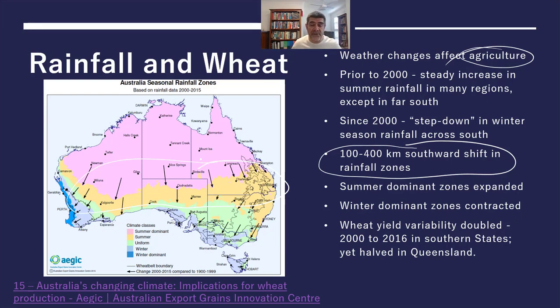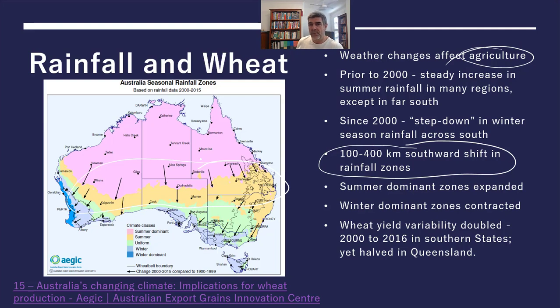So what difference does this make? Well, it means that the summer dominant zones have expanded. We're seeing more of the summer type conditions for growing things like wheat extending further to the south, and the winter dominant zones contracted.